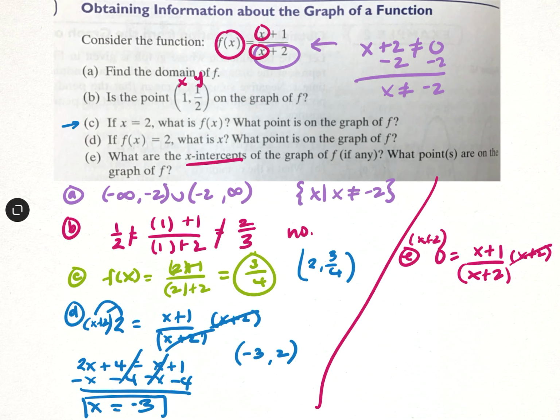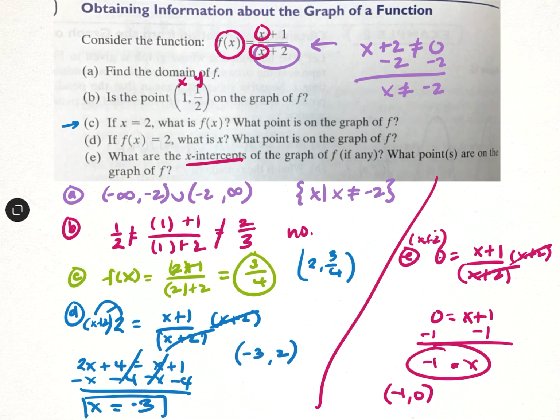Sorry, kind of ran out of room. But then these cancel. 0 times x plus 2 is 0. And then we have to subtract 1. So x is negative 1. And it says what are the points on the graph of f of x? So that would be negative 1, 0. If we plug in negative 1 for our x, we end up with 0 because that's what we put in for our y.